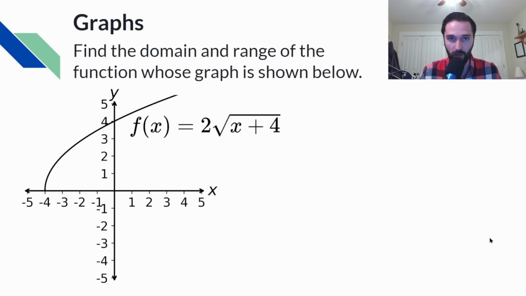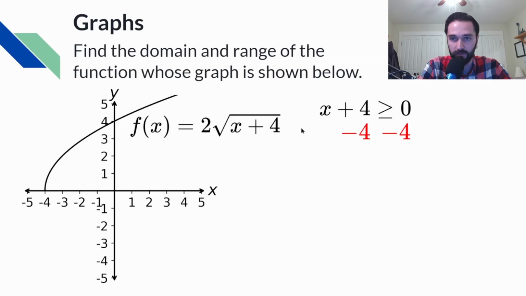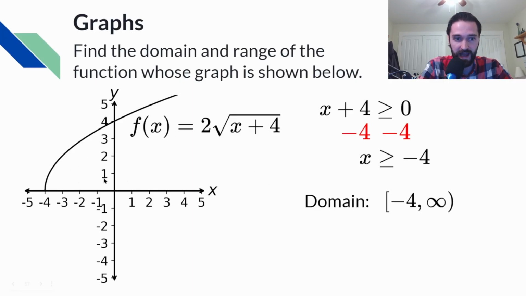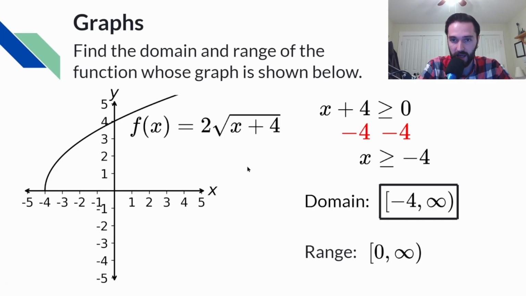Let's try one more. Here we have the function f of x equals 2 times the square root of x plus 4. We know that we need to set this stuff under the radical greater than or equal to 0. We have to have non-negative numbers under the square root. So let's isolate x here by subtracting 4 from both sides, and we get x is greater than or equal to negative 4. And that's the domain. The domain is everything from negative 4 up to positive infinity. And the range is everything from 0 up to positive infinity. So that's our answer there.